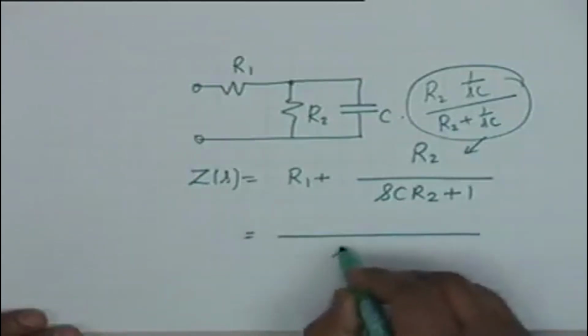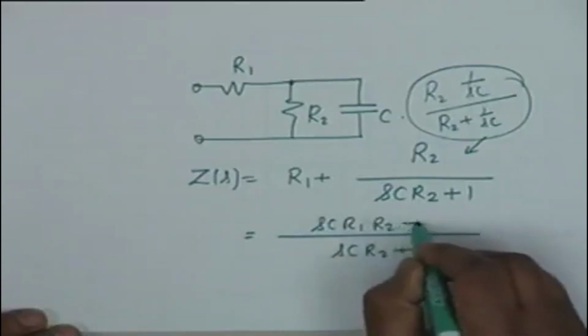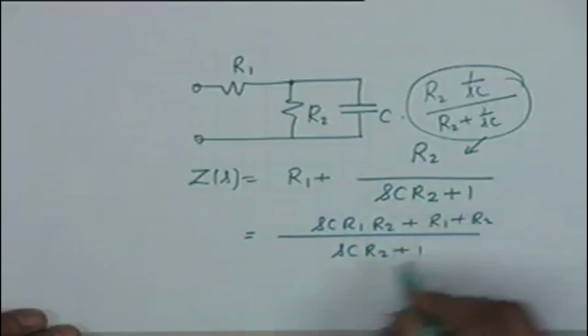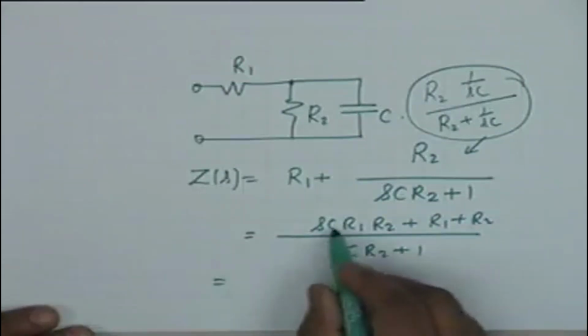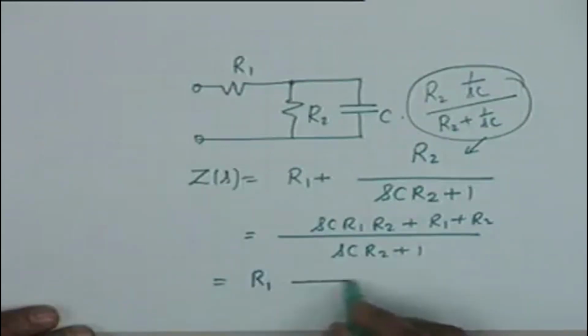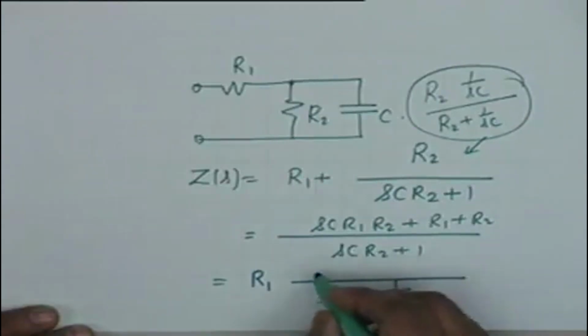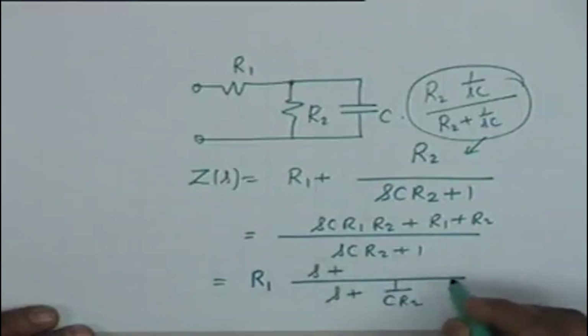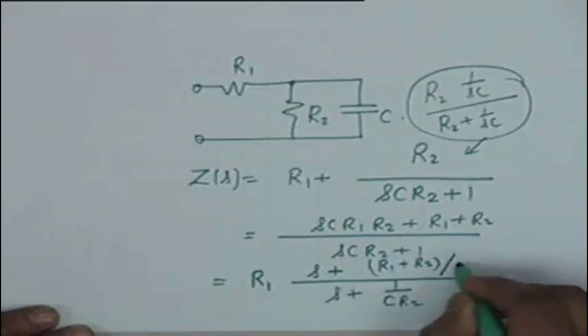So I can write this as SCR2 plus 1 over SCR1 R2 plus R1 plus R2, and now I must reduce it to that form, that is, the coefficients of the highest powers should be 1, and so I take CR1 R2 out and CR2 out, therefore I get R1, and the denominator I get S plus 1 over CR2, and in the numerator I get S plus R1 plus R2 divided by C R1 R2. Is that okay?